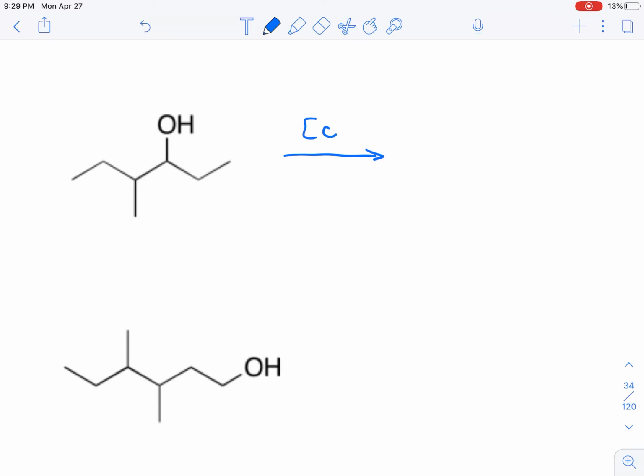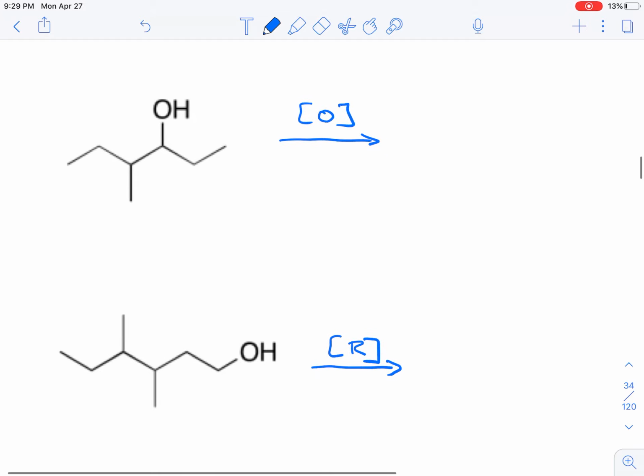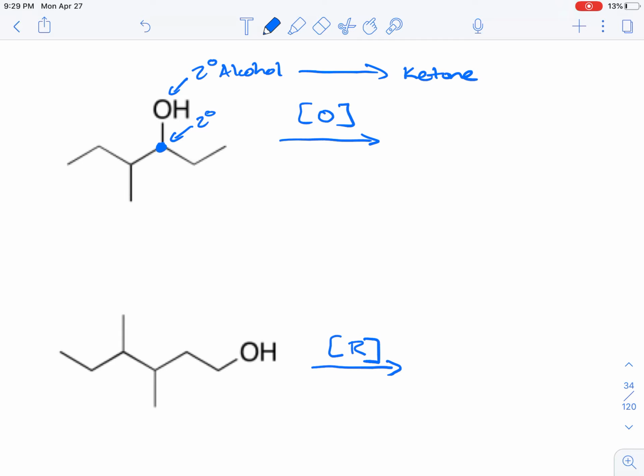And so let's just say that we're going to undergo oxidation again. What product will we get? And then here, we are going to undergo reduction. Looking at the first example, this carbon that has that hydroxyl group is a secondary carbon, making this alcohol a secondary alcohol. If we have a secondary alcohol, we're going to produce a ketone in our product.